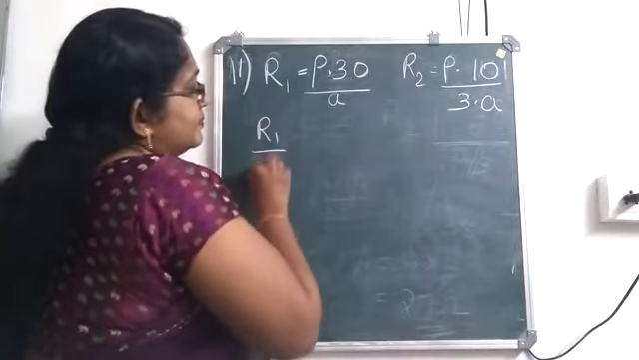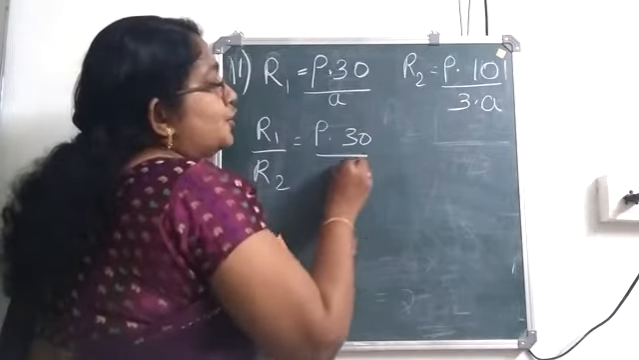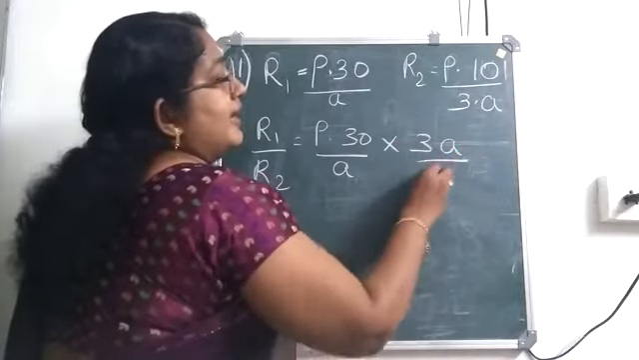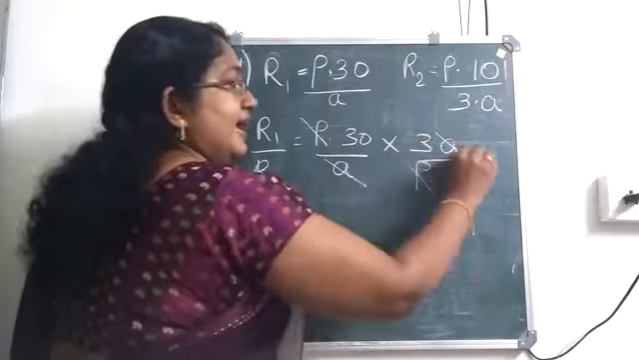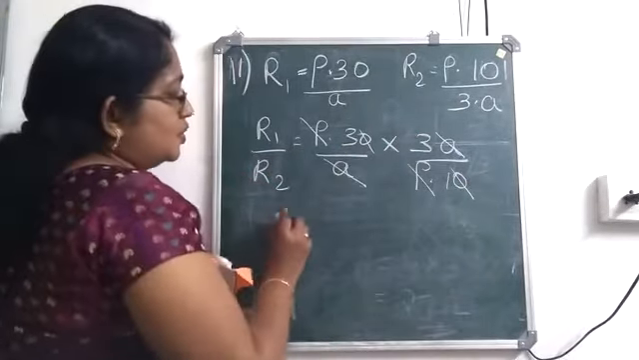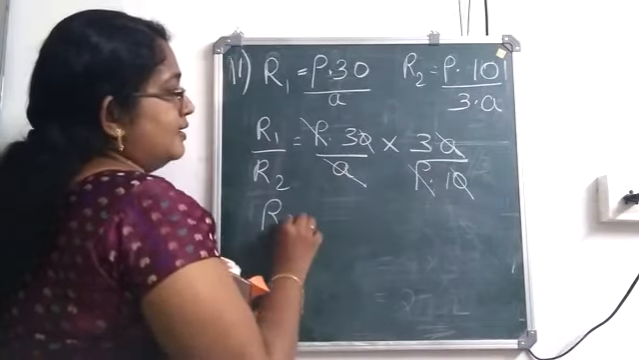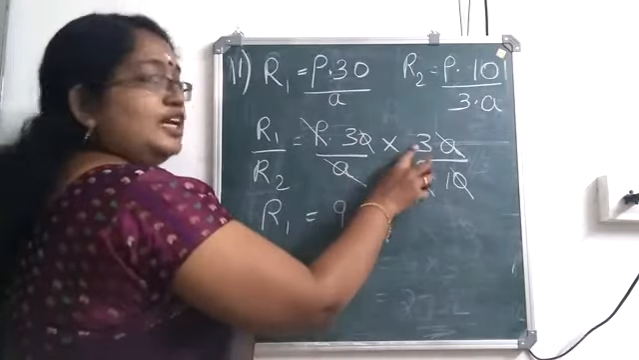R1 by R2 is equal to rho into 30 by A, into 3A by rho into 10. Rho and rho get cancelled. A and A get cancelled. 0 and 0 get cancelled. So, R1 is equal to 3 into 3, 9.